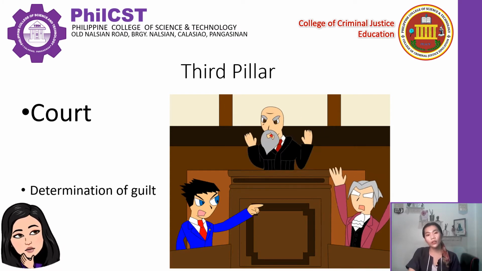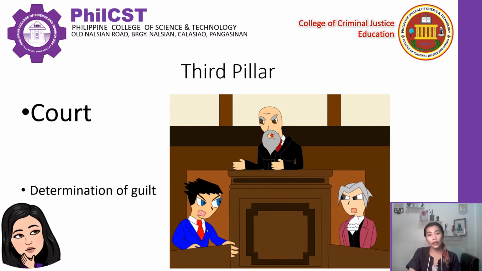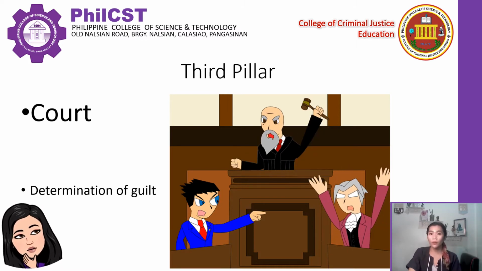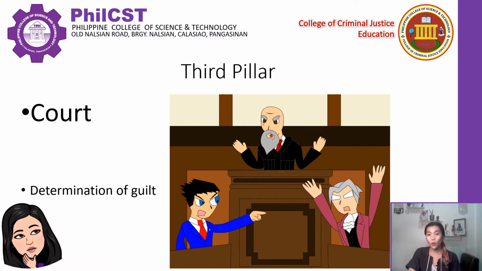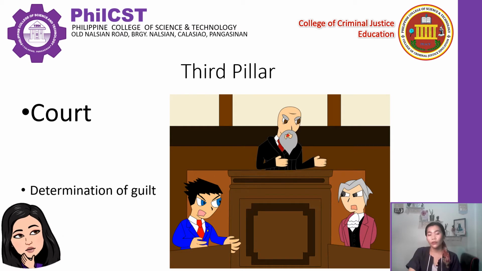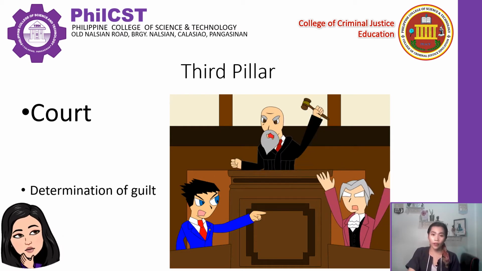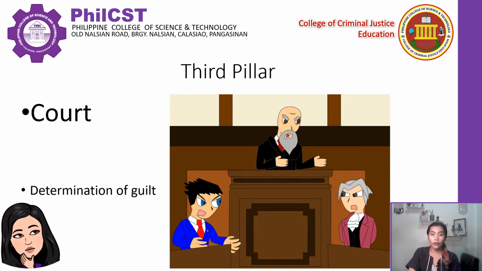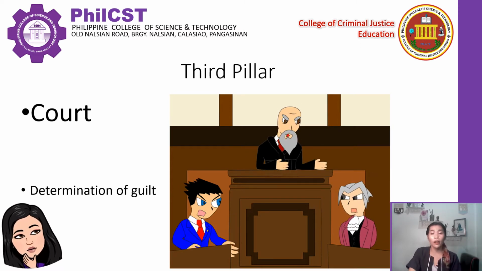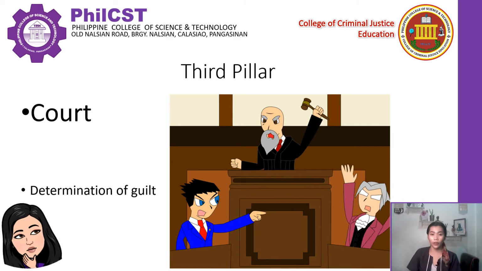The constitutional presumption is the innocence of any person accused of a crime unless proven otherwise. This means that the court must determine the guilt of the accused beyond reasonable doubt. For example, based on the strength of the evidence of the prosecution, if there is a reasonable doubt that the accused committed the crime, then he has to be acquitted.